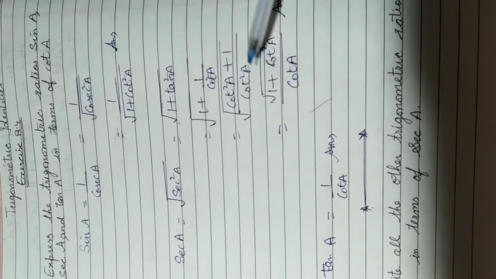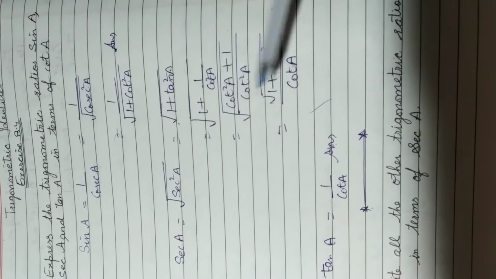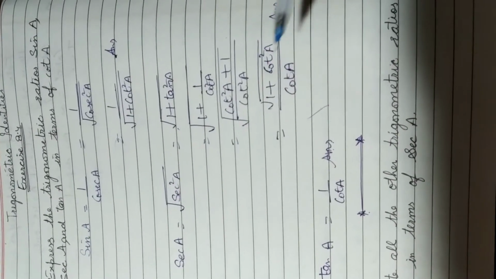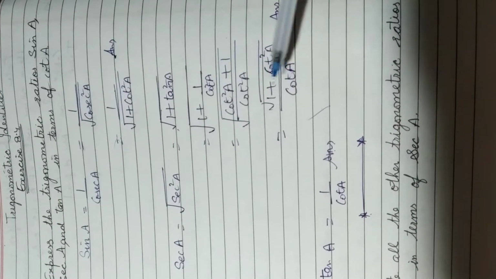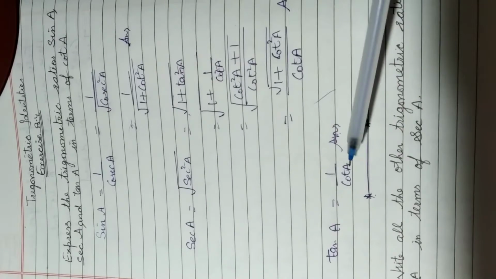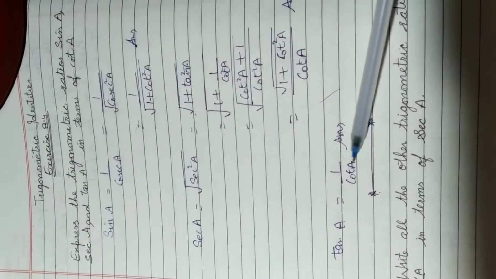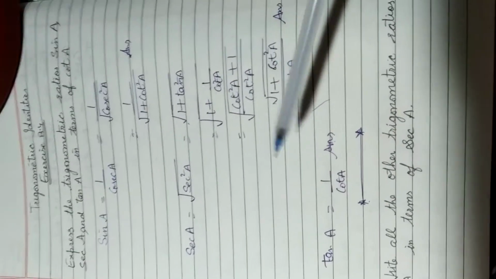Now square root of cot square A is cot A, and it can be written as square root of 1 plus cot square A upon cot A. Then secant A can be written in terms of cot A by writing it as square root of 1 plus cot square A upon cot A. Tan A can be written in terms of cot A by tan A is equal to 1 upon cot A, because cot is the reciprocal of tan.